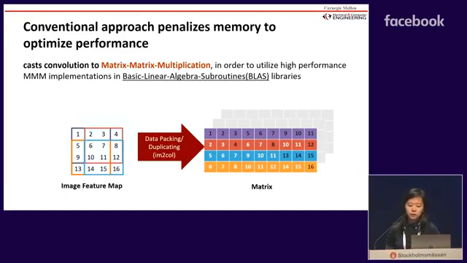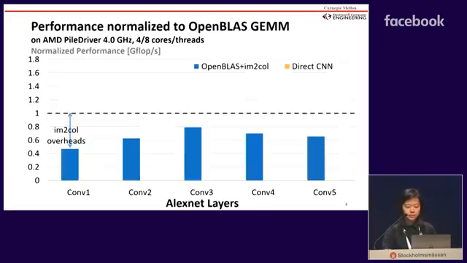First of all, the image feature map data needs to be packed and partially duplicated to form the matrix. As we can see, the resultant matrix ends up a lot bigger than the original image feature map tensor, which means system-wise you need more memory to store the temporary matrix. On top of that, the performance also suffers because of the packing overheads.